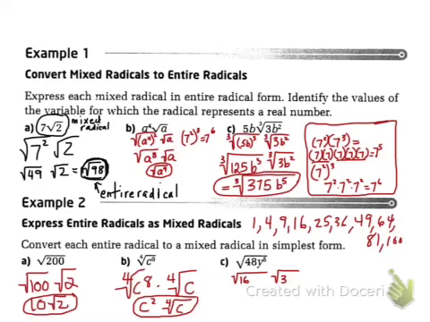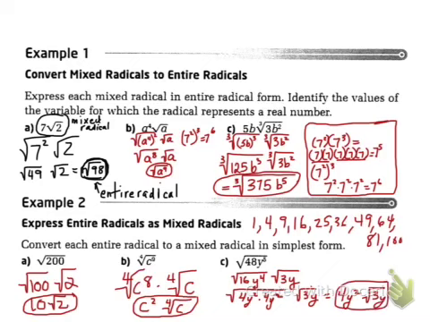Now, for the y to the 5th, I can find the square root of y squared, y to the 4th, or multiples of 2. So I'm going to write y to the 4th in the first bracket and y in the second bracket. Now the square root of 16y to the 4th is going to be 4y squared. So I could write that as 4y squared times the square root of 3y, which leaves me with a final answer of 4y squared root 3y. That's it for examples 1 and 2.